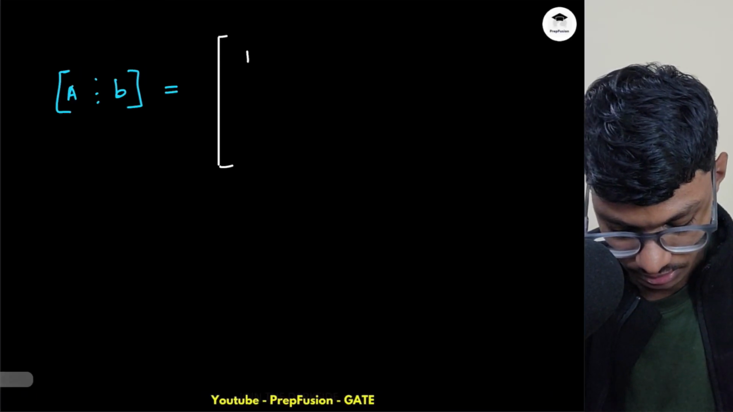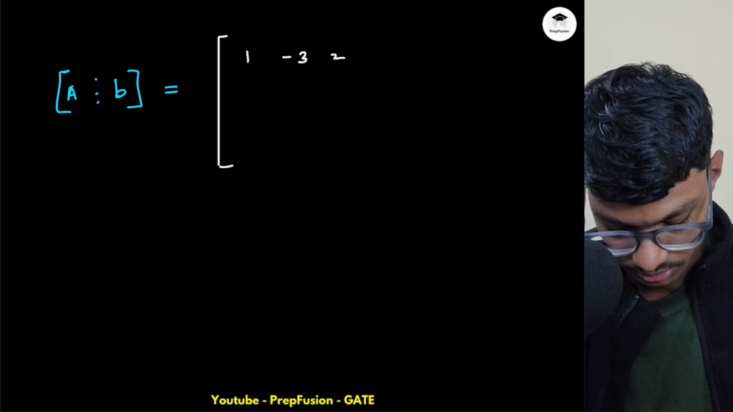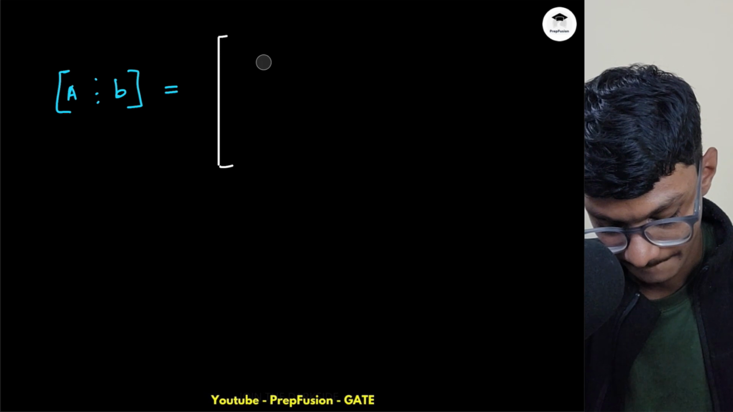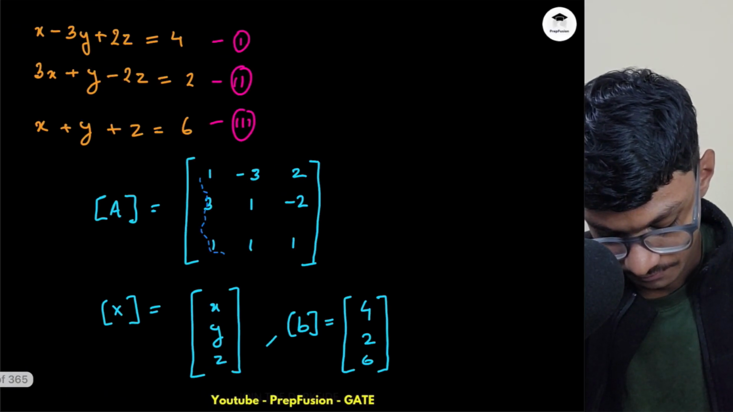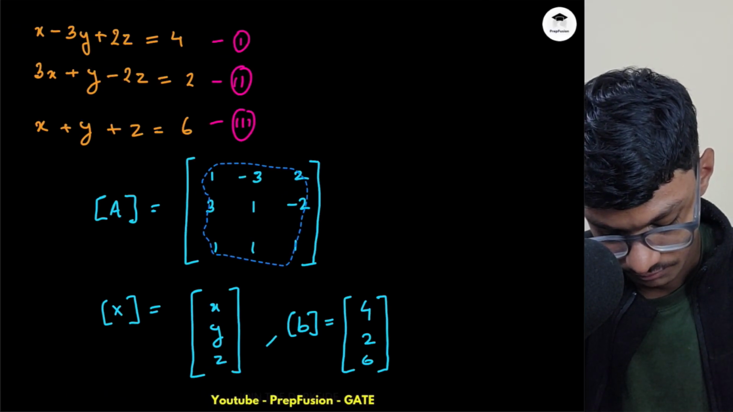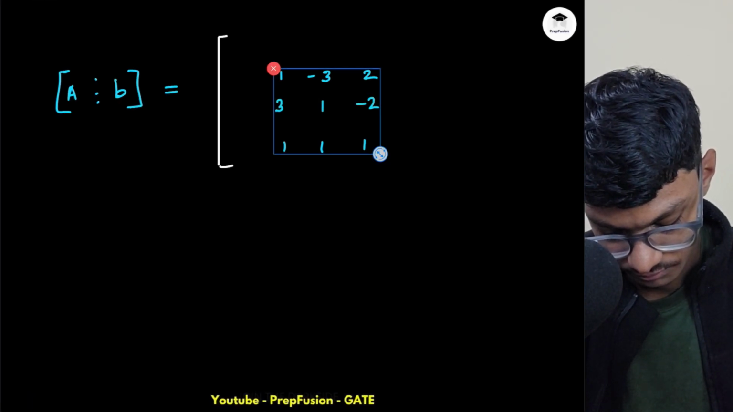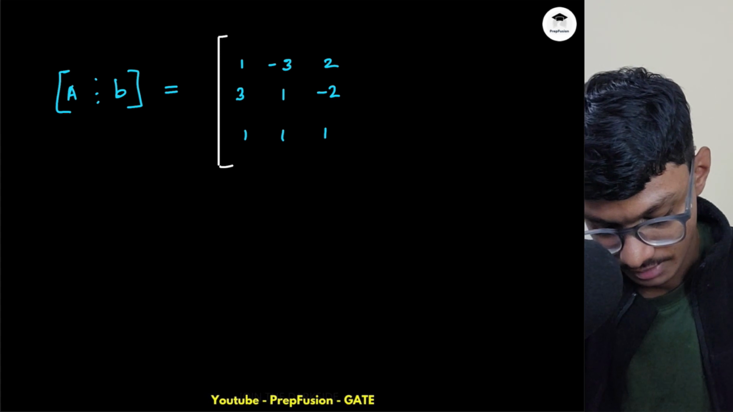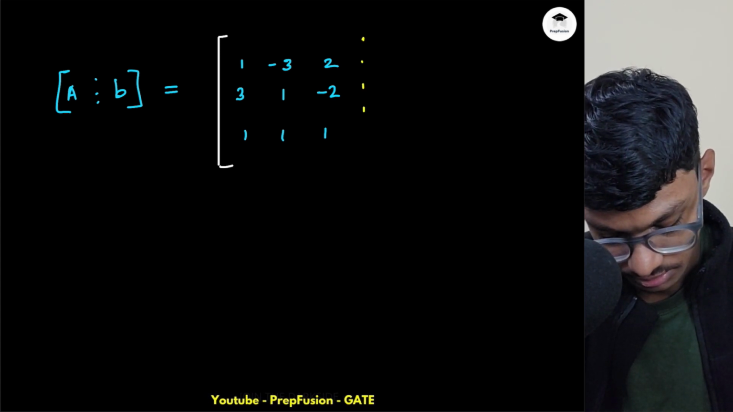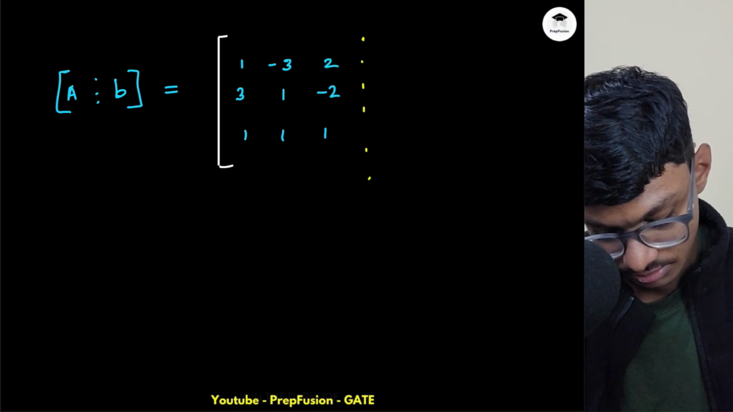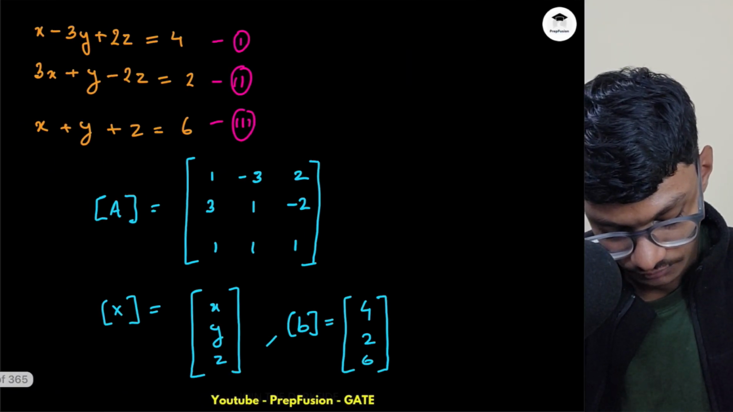So this is 1, minus 3, 2. I'll just copy and paste. And again, this is simply equals to 4, 2, 6.